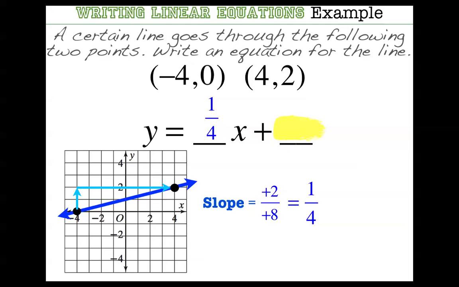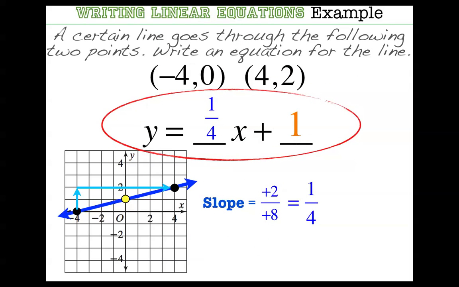Now I just need to figure out what to put in the second blank spot. Remember what that second blank spot is for? Y-intercept. So where's the y-intercept of this line? Where does it cross the y-axis? Right there. And it crosses at 1, and we just wrote a linear equation. That wasn't too bad, was it? All right, now it's your turn to try.